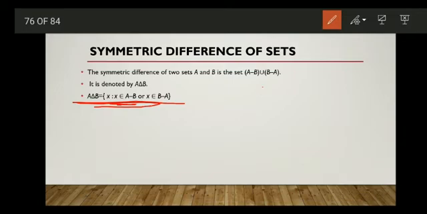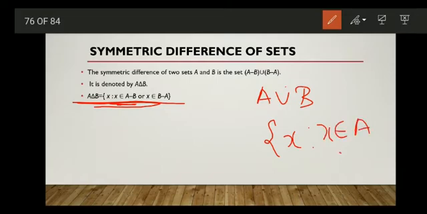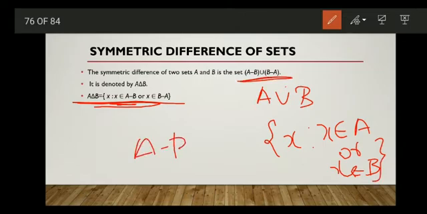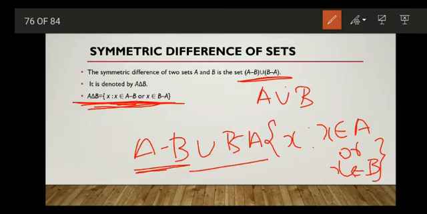So when we have two sets A and B, A union B will be the collection of all elements such that x belongs to A or x belongs to B. Right. Here we have the union of two sets: A difference B is one set and B difference A is another set. So A difference B union B difference A will be the collection of all x such that x belongs to A difference B or x belongs to B difference A.